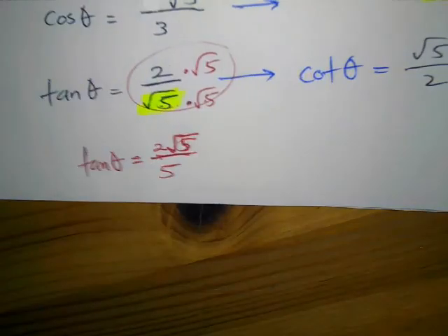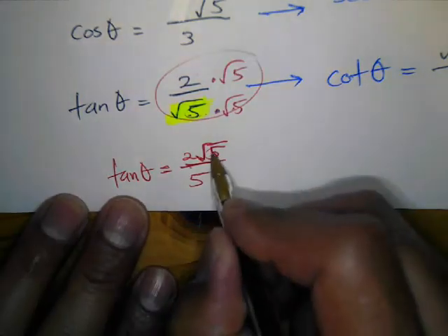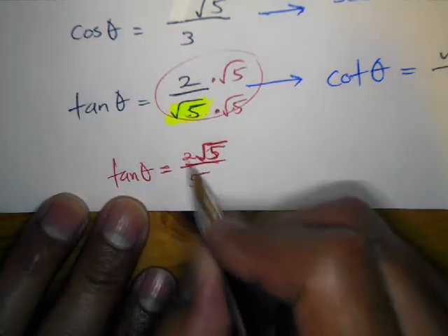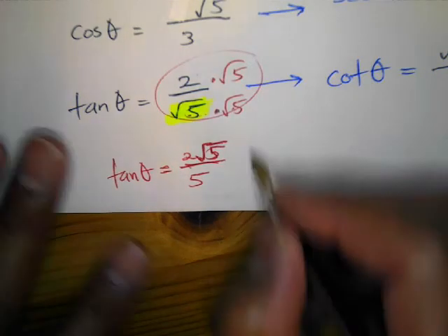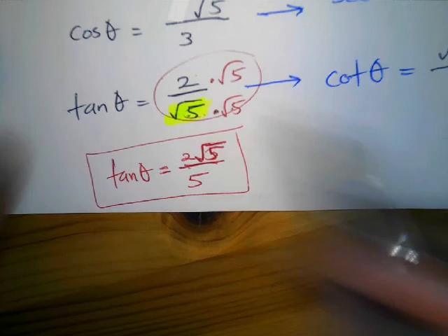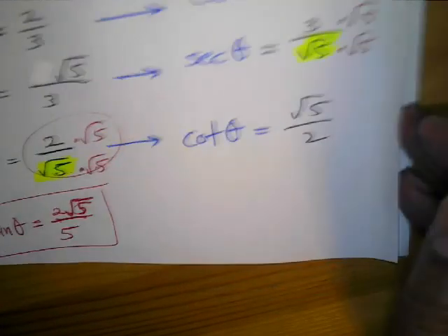Remember, this 5 cannot cancel with this 5. Right? This is not a 5. It's inside the radical. Only the whole numbers. Always check the whole numbers again. See if that can reduce. It can. So now this is the correct ratio for tangent.